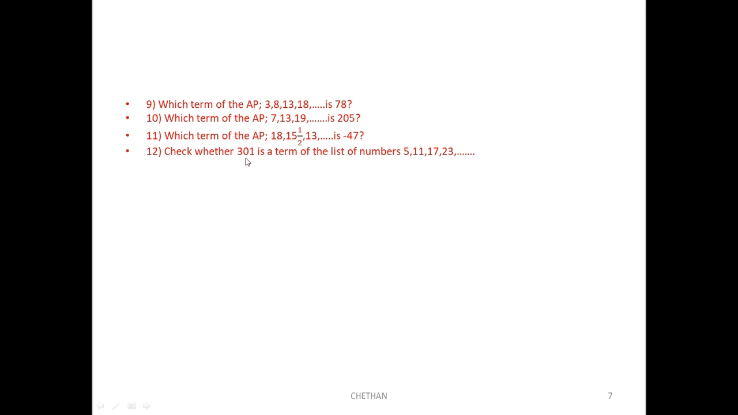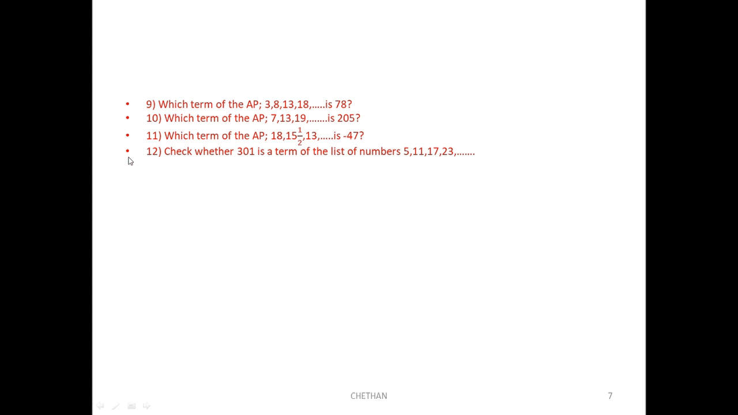That means there is no condition that 301 is in the AP, it may be no. In the previous problems, whatever we did for the n value, we got a perfect integer, that means a positive integer only. We have to get n values always positive, not zero, not a fraction, not decimals. We need positive integers 1, 2, 3, 4, 5, etc.